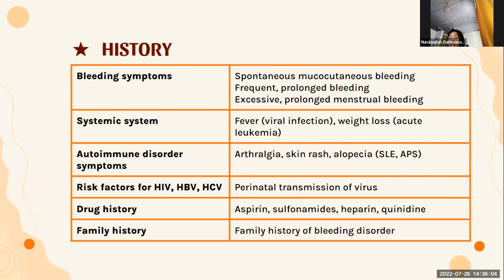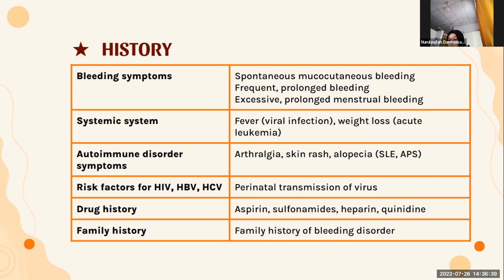So for history, as ITP will present with purpura or easy bruising, we need to know about the bleeding symptoms to determine the extent and duration of the bleeding, and also the severity of the bleeding itself. We can look at spontaneous mucocutaneous bleeding. Is the patient presenting with frequent or prolonged bleeding? And if it is a teenage girl, we can ask about excessive or prolonged menstrual bleeding.